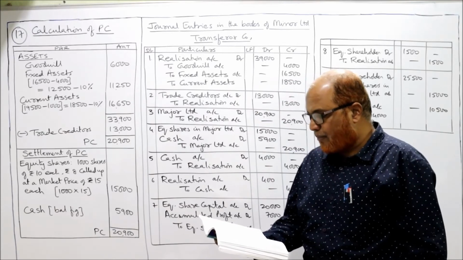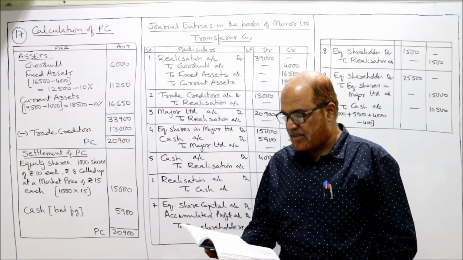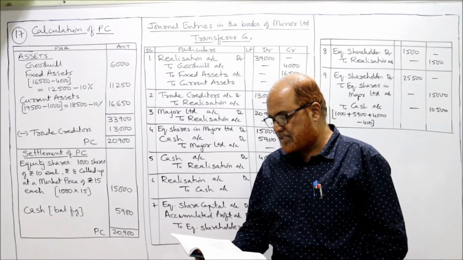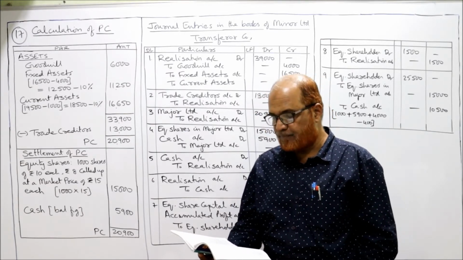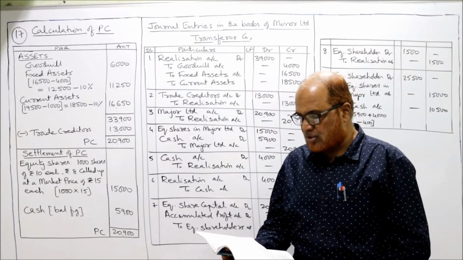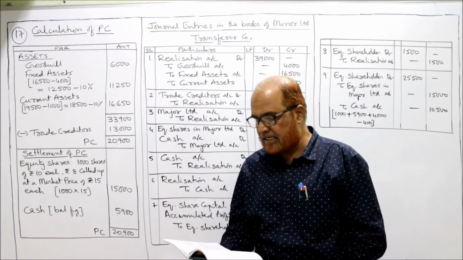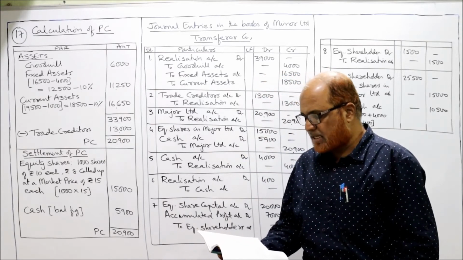The following is the balance sheet of Minor Limited as on 31st December 1999. Paid up capital in shares of rupees 10 each, 20,000. Accumulated profit 7,000. Trade creditors 13,000. So only one outside liability, that is trade creditors. Then goodwill, fixed assets, current assets.